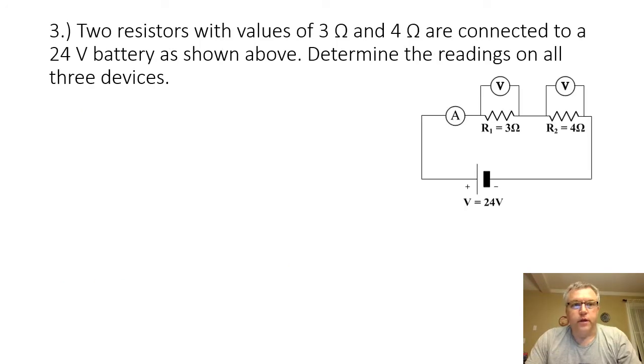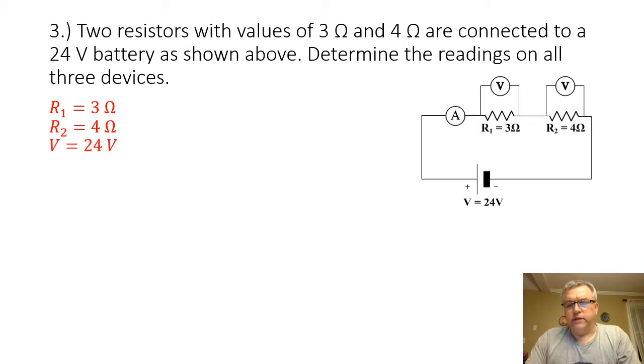Problem 3. Two resistors with values of 3 ohms and 4 ohms are connected to a 24-volt battery as shown in the figure. Determine the readings on all 3 devices. So we are given the resistance of the first resistor at 3 ohms, the resistance of the second resistor, 4 ohms, and the voltage across the battery is 24 volts.